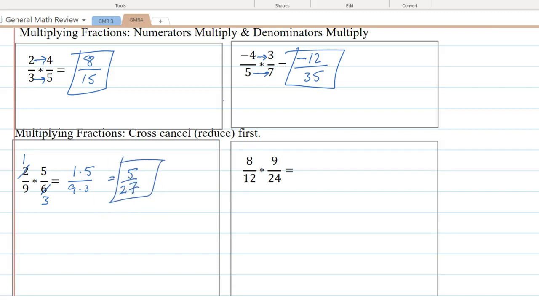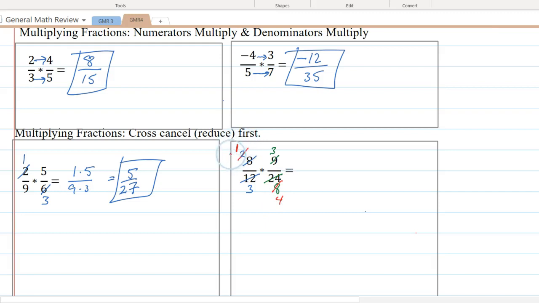Next, 8 over 12 times 9 over 24. We always try to reduce first. I can see that 8 and 12 can both be reduced by 4. So 8 divided by 4 is 2, and 12 divided by 4 is 3. Next, I can see that 9 and 24 can both be reduced by 3. So 9 divided by 3 is 3. 24 divided by 3 is 8. But I'm not finished. I can cross cancel now. The 2 and 8 are both divisible by 2. The 2 divided by 2 is 1. 8 divided by 2 is 4.